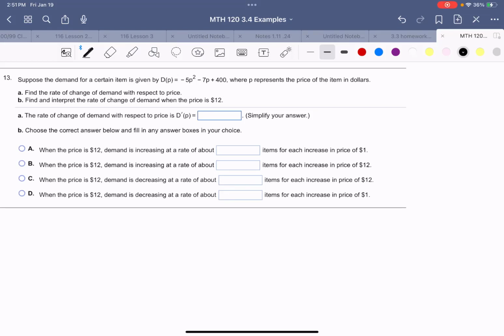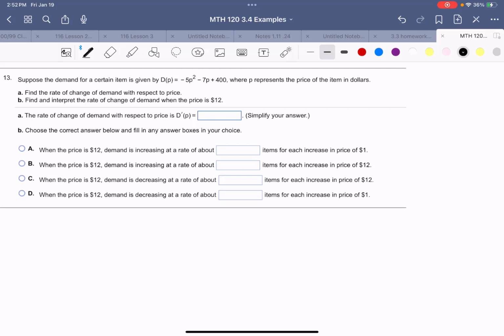Number 13. Suppose the demand for a certain item is given by D of P is minus 5P squared, subtract 7P plus 400, where P represents the price of the item in dollars. Find the rate of change of demand with respect to price, and find and interpret the rate of change of demand when the price is $12.